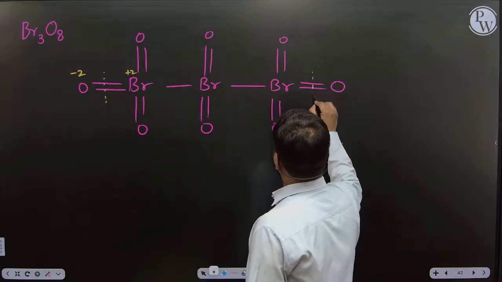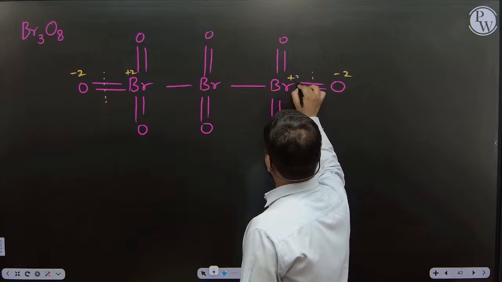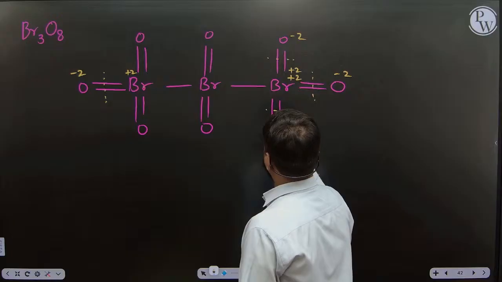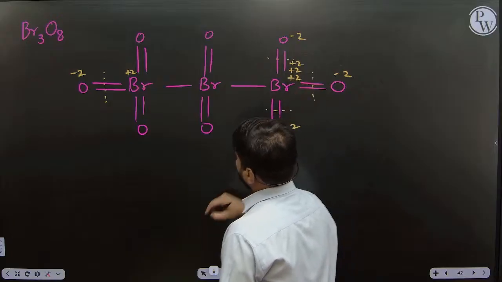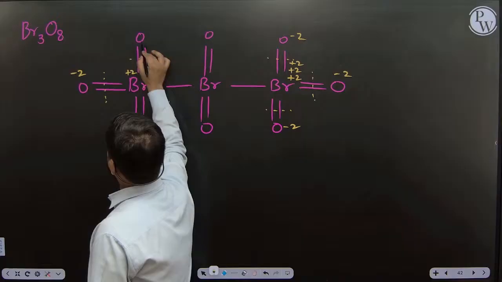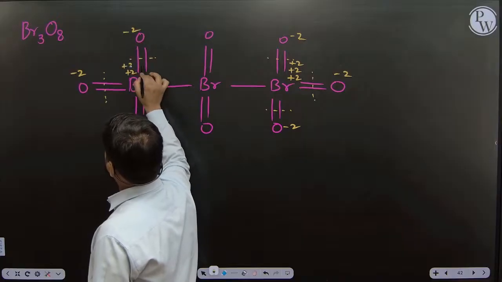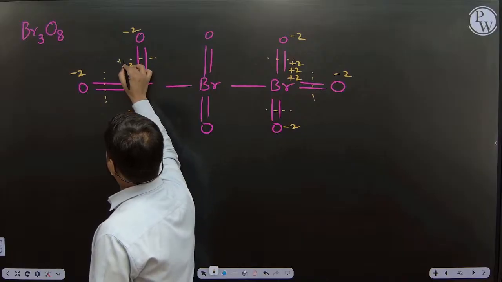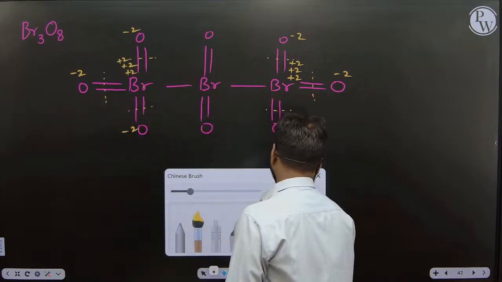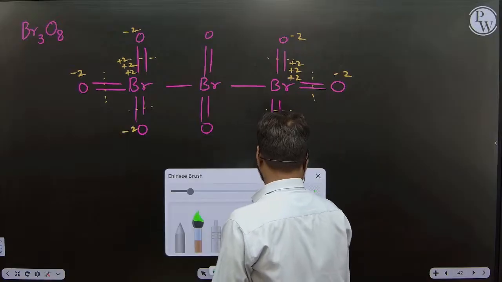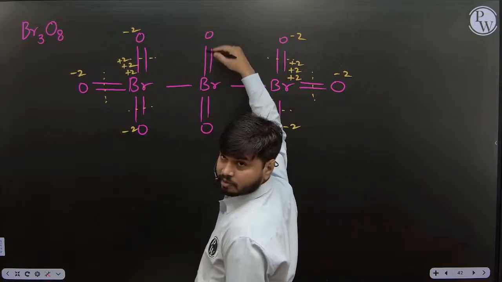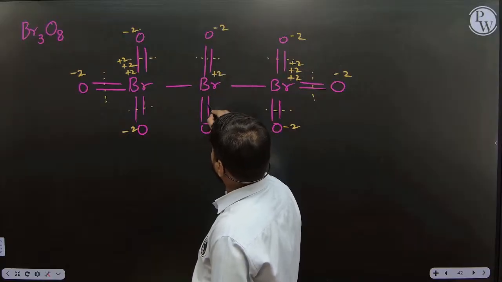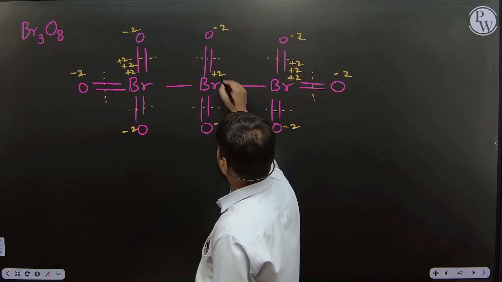Similarly, if you break this bond, -2 plus 2. If you break this bond, -2 plus 2. Similarly, a double bond you break: more electronegative -2, less electronegative +2. If you break these two bonds, -2 plus 2. If you break this bond, -2 plus.